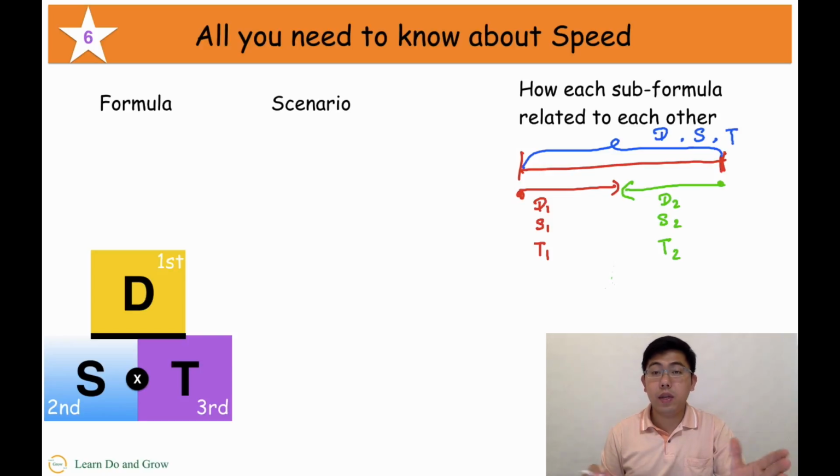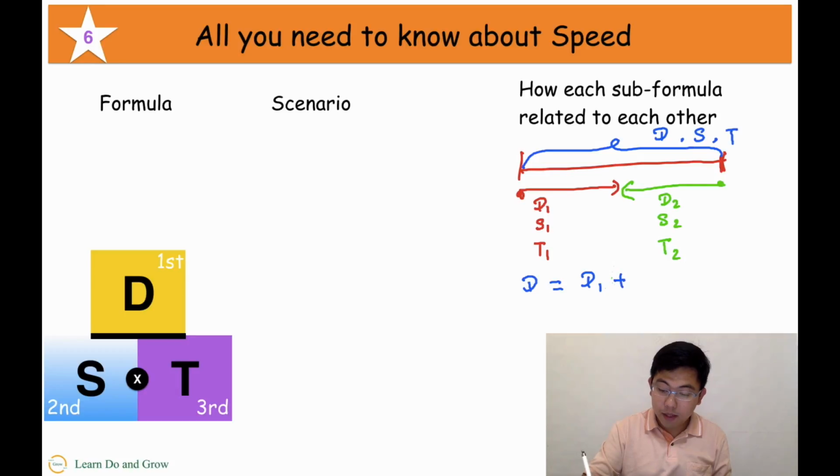Okay, so how do they relate to each other? In this case, if you notice, the total distance from here to here is equal to d1 plus d2, meaning the distance traveled by object 1 plus the distance traveled by object 2, which is d2. And t is also the same thing, t1 plus t2.